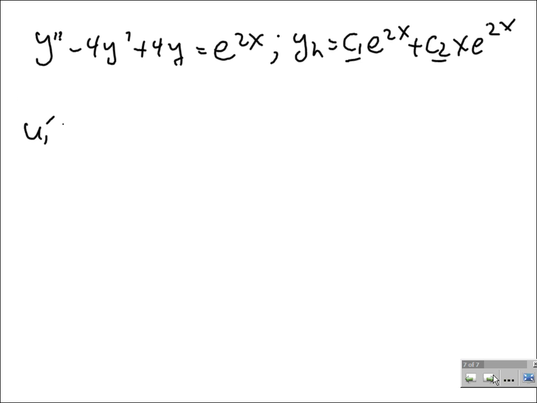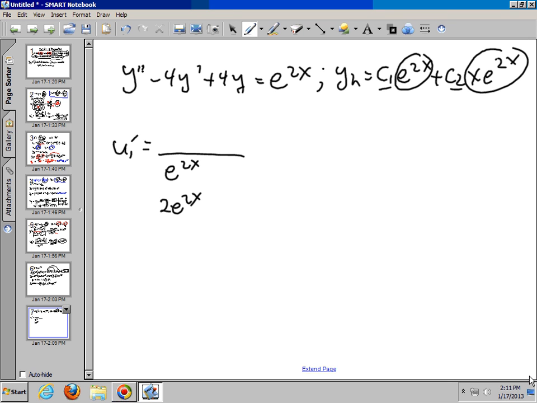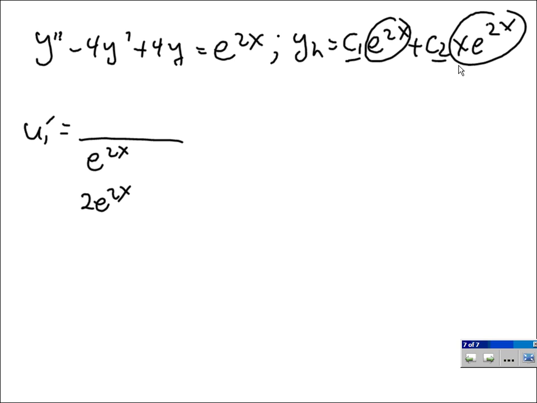u1 prime, the bottom, so this is y1 and this is y2. It's going to be e to the 2x, the derivative, which is 2e to the 2x. And now we need to write down y sub 2, x e to the 2x and its derivative. Let's work that out on the side here.